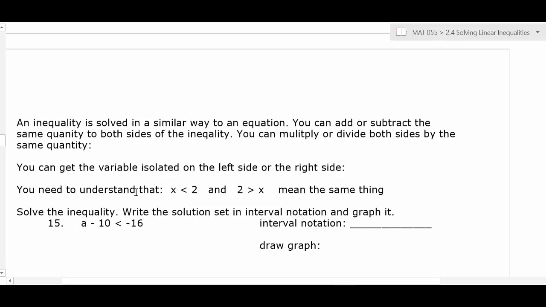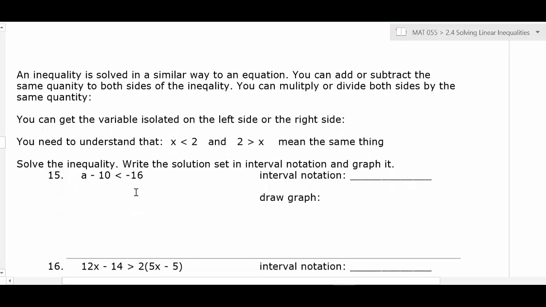So now we're going to solve some inequalities and look at this for a few minutes. You really use a process that's very similar to solving an equation. You can add or subtract both sides of the inequality. You can multiply or divide both sides by the same quantity. So you can do all those things you're used to doing with a basic linear equation. And typically you want to get the variable isolated on the left or right side.